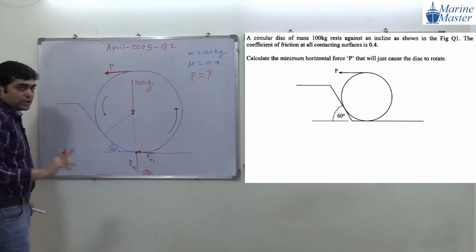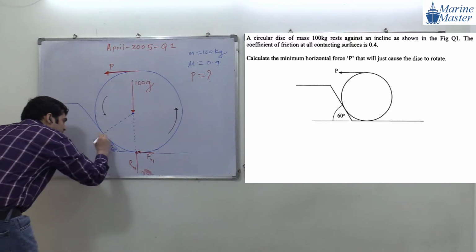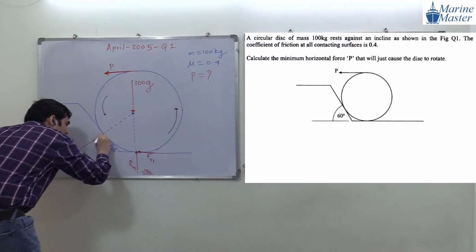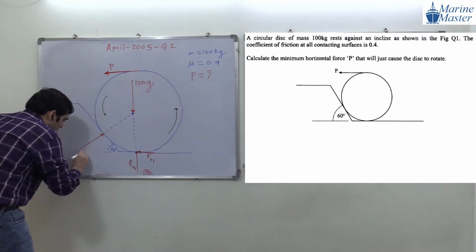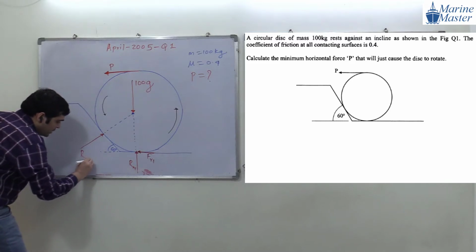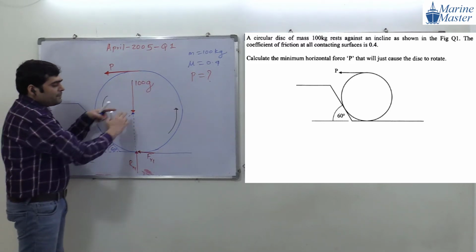Now try to see the scenario here. The normal reaction will be like this. See, this normal reaction and this normal reaction, I will call this normal reaction Rn2. So both normal reactions pass through the center.